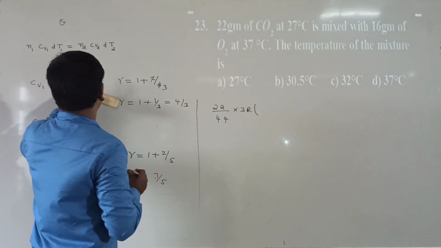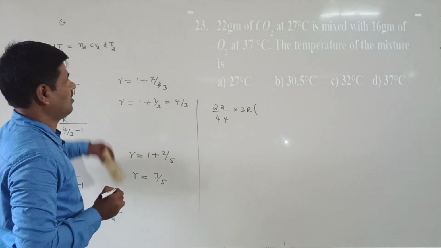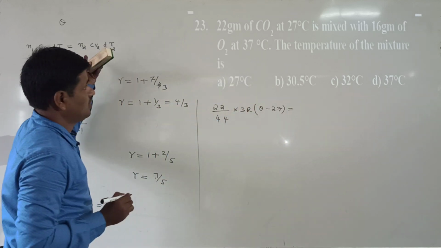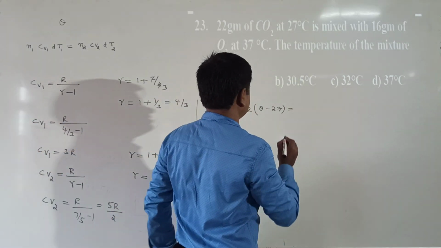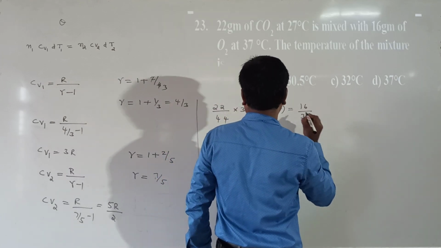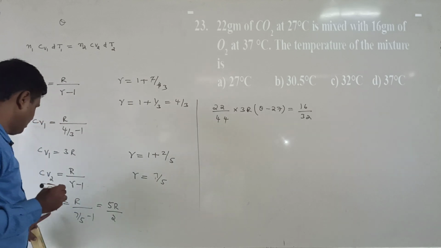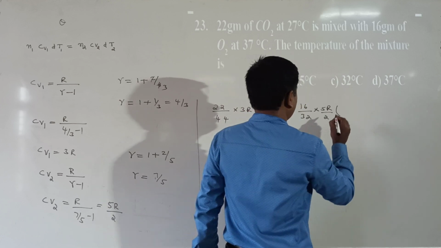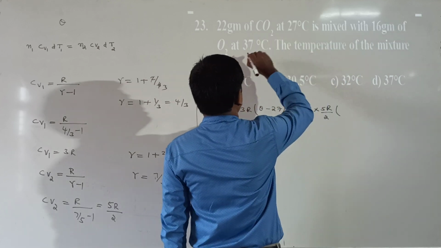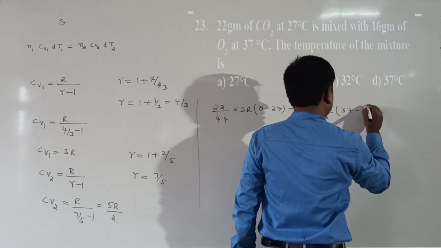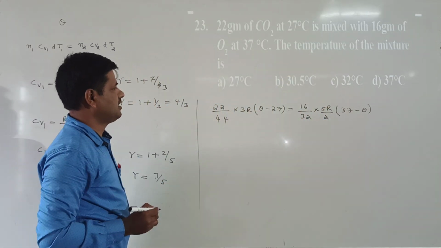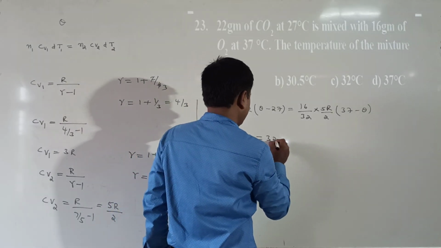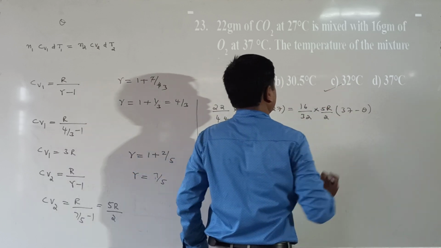Now the temperature difference. Here the final temperature of the mixture is theta, so theta minus 27 is equal to, next, N2. N2 we are writing for the 16 grams of oxygen, so 16 by 32 molecular weight. Now CV2 for oxygen is 5R by 2. Next, below there, the 37 degree temperature is there, so 37 minus the final temperature theta. When calculating this we get theta value equal to 32 degrees centigrade. Yes, C option is correct.